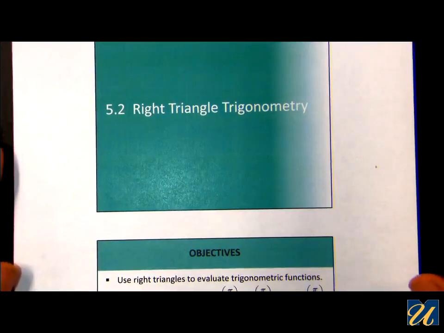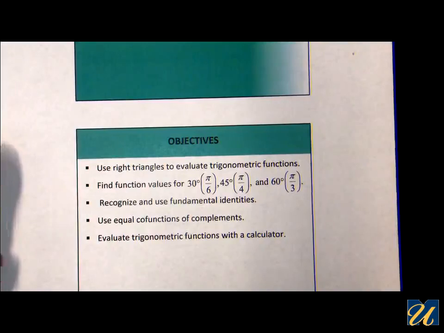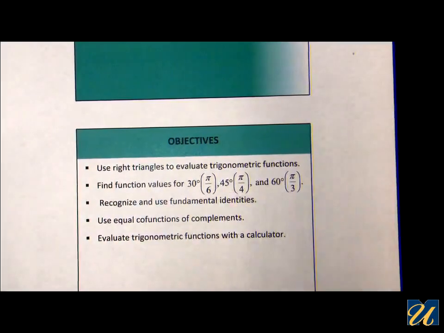Chapter 5, Section 5.2, Right Triangle Trigonometry. The objectives in this section include using right triangles to evaluate trigonometric functions, especially for special angles such as 30 degrees, 45 degrees, and 60 degrees, recognizing fundamental identities, such as the Pythagorean identities, using cofunctions and complements, and finally, evaluating trigonometric functions with a calculator.